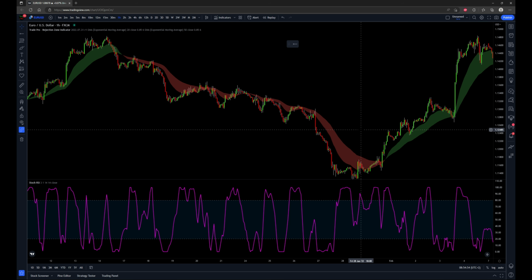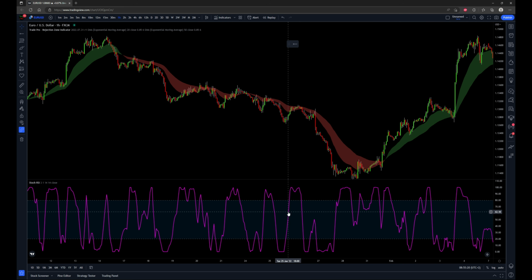I'll be using very simple metrics to tell me what a valid pullback is and also what the trend direction is. So as I already stated, trend direction being interpreted by this Trade Pro rejection zone indicator cloud. So this has default settings, and I'll be using this to tell me what the trend direction is. And then for the pullbacks, what actually makes a valid pullback, I'll be using the stochastic RSI K line.